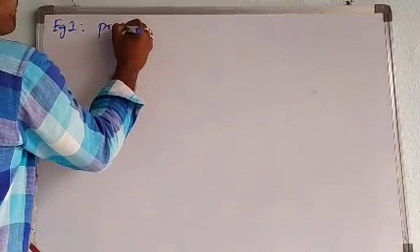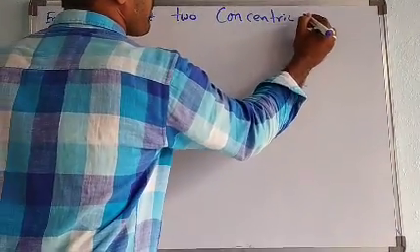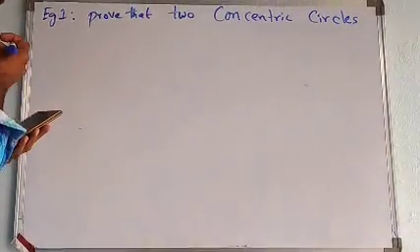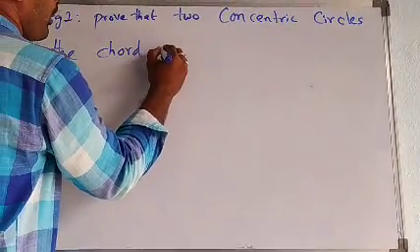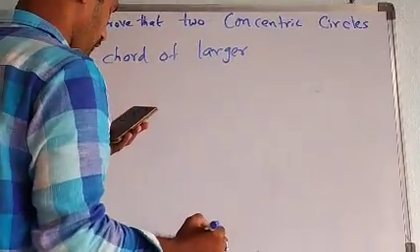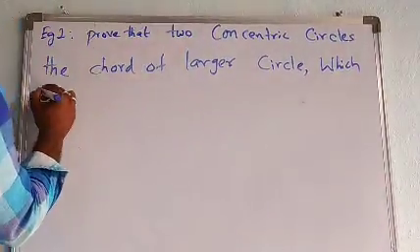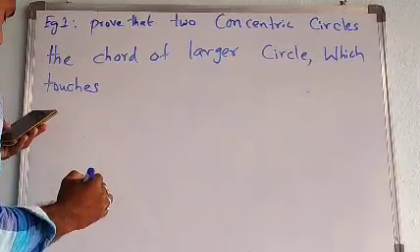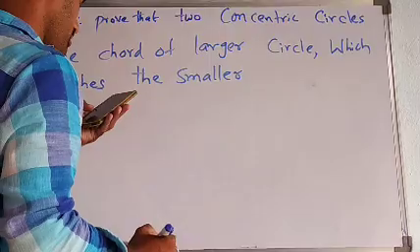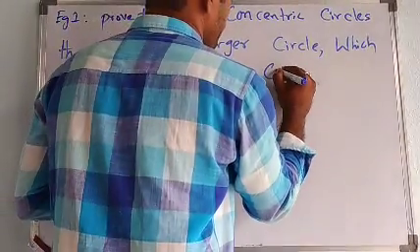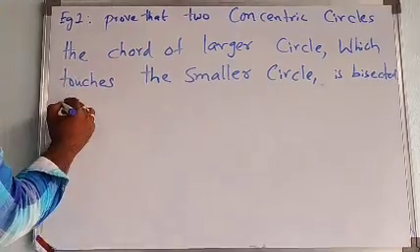Example 1. Prove that the chord of the larger circle, which touches the smaller circle, of two concentric circles, is bisected at the point of contact.